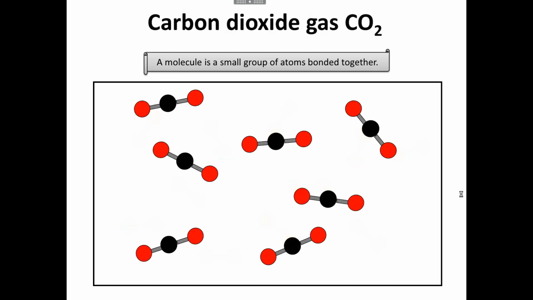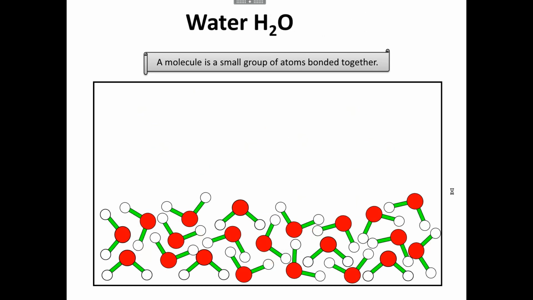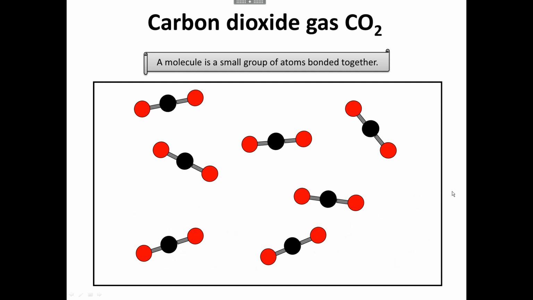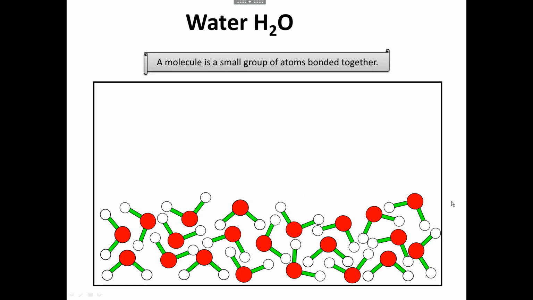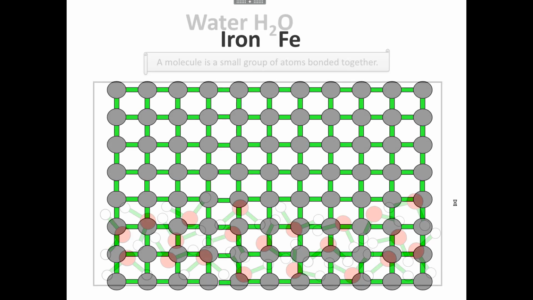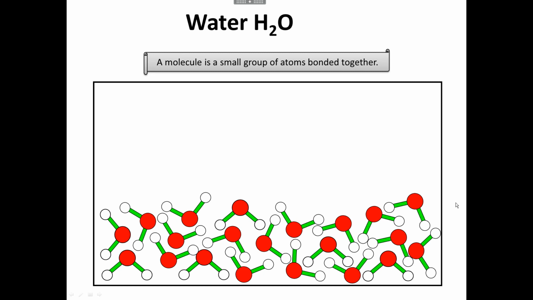Let's look at the next one. Element or compound? It is a compound, more than one type of atom bonded together. Let's move on to look at water, H2O. What would you say? Element or compound? It is a compound, more than one type of atom bonded together.